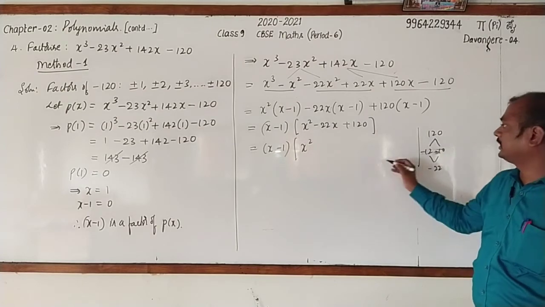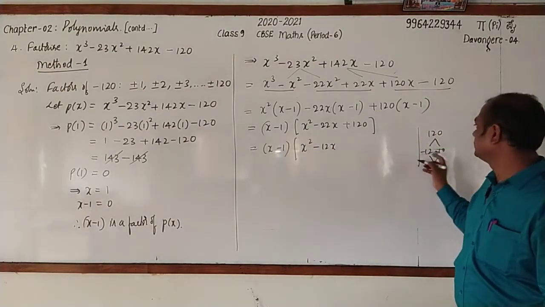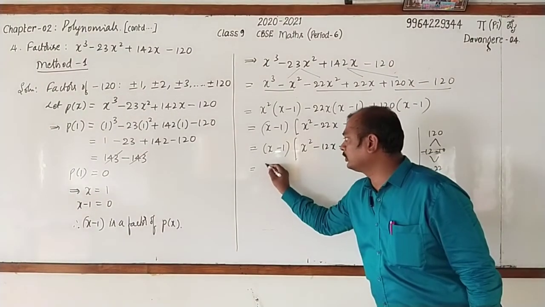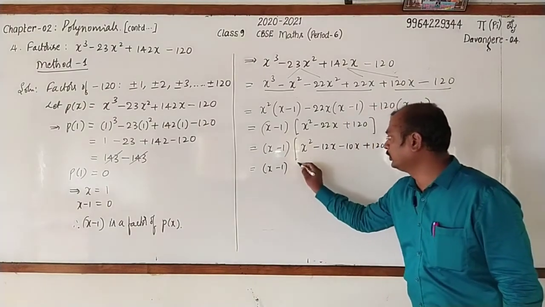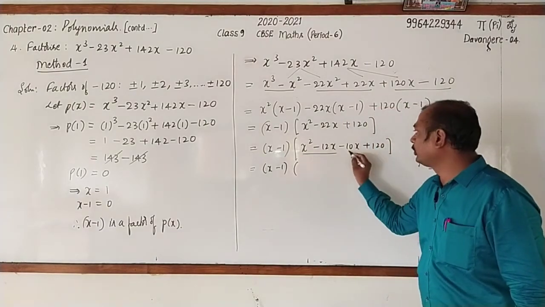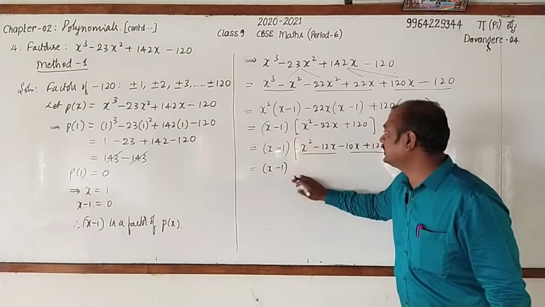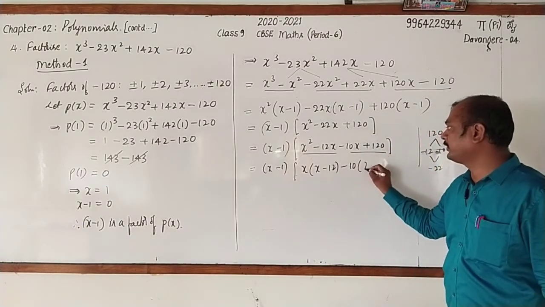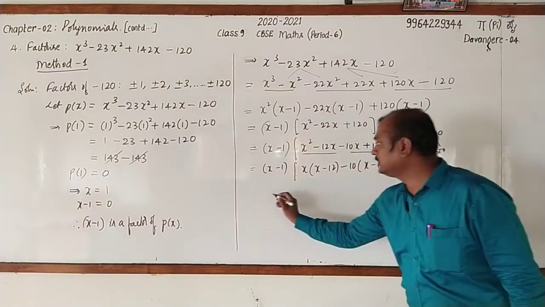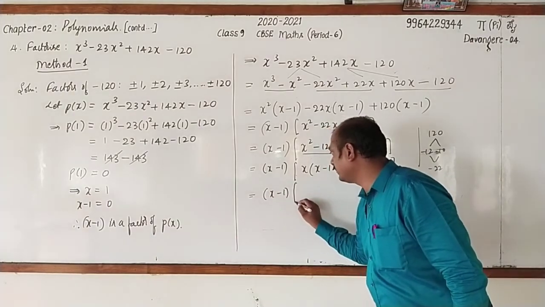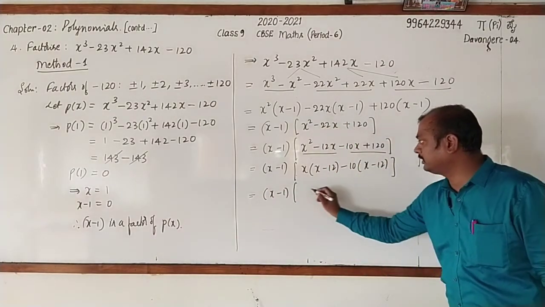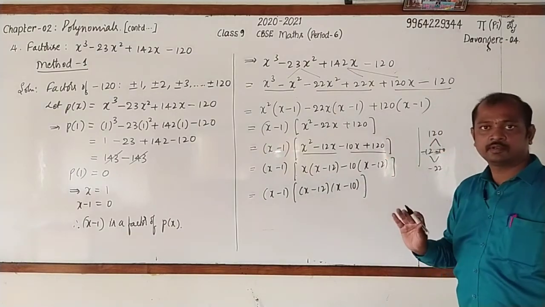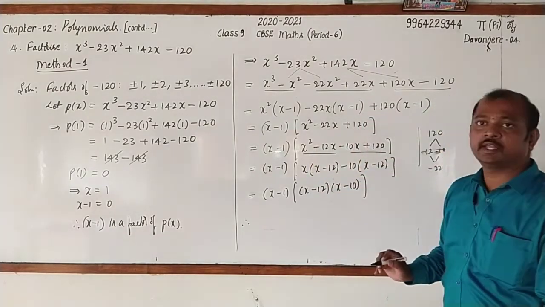minus 22x can be written as minus 12x minus 10x plus 120. It is equal to x minus 1 into, in this, observe, group them by taking two factors. In this, x is common factor, x minus 12. Here minus 10 is common factor, x minus 12. This is equal to x minus 1 into, in this statement, x minus 12 is common factor, remaining x minus 10. Clear? So therefore, we can write like this.